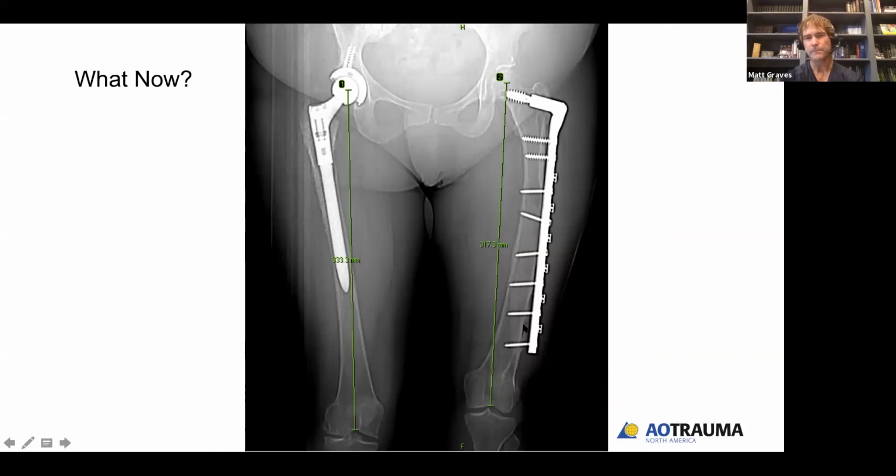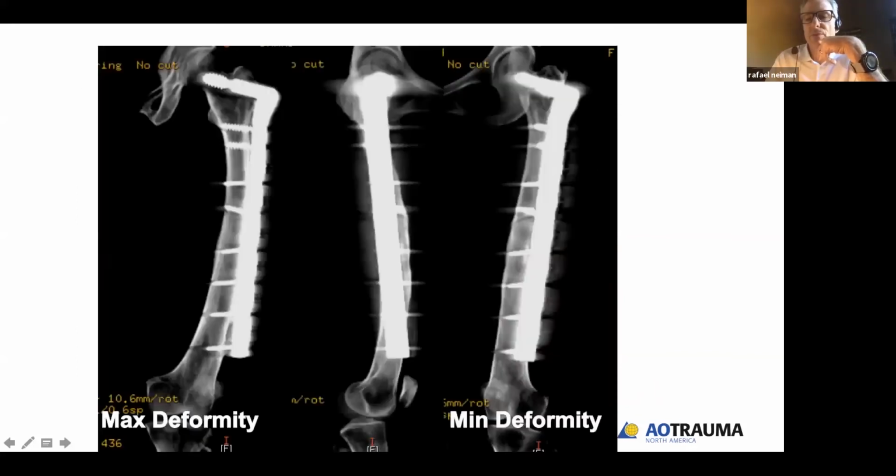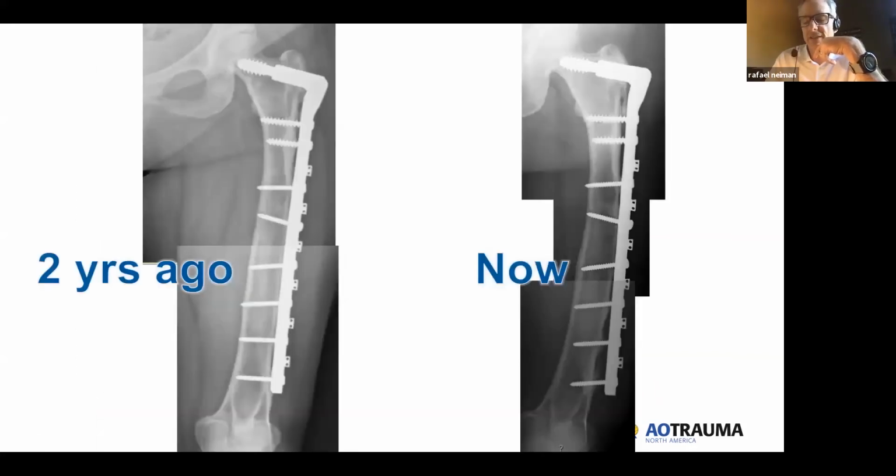Is that right? I'm not sure those screws are actually broken. I think it's just a CT scan. Okay, that's good. That makes life a little bit better. So there's no broken hardware. Yeah, that's good. And then of course, her age and the deformity.